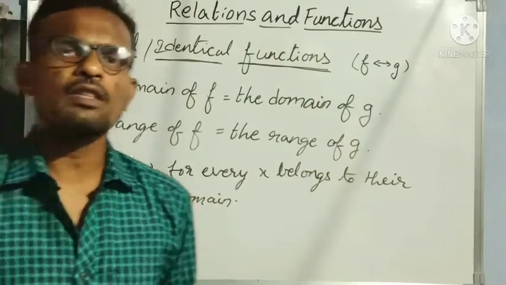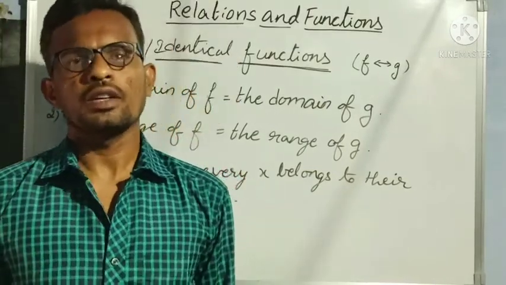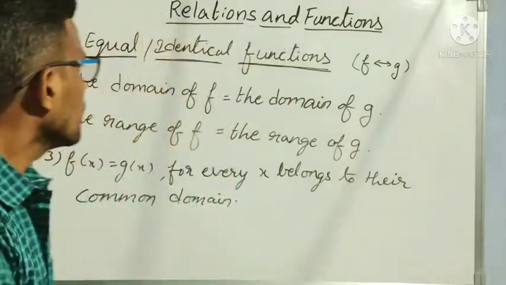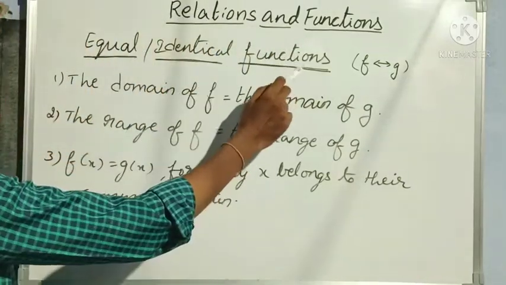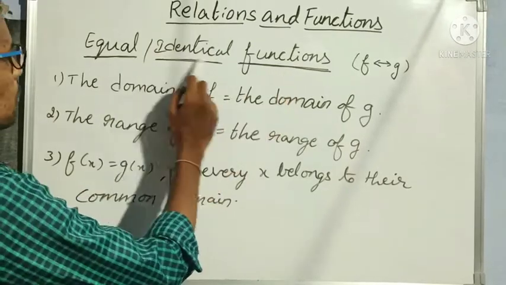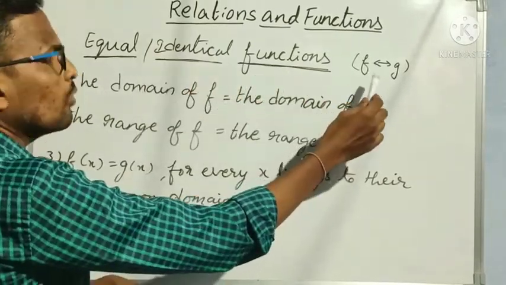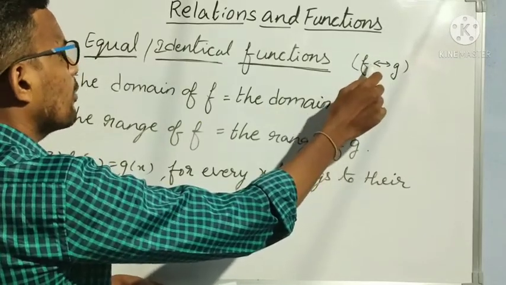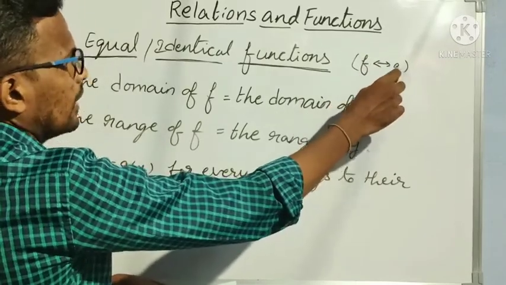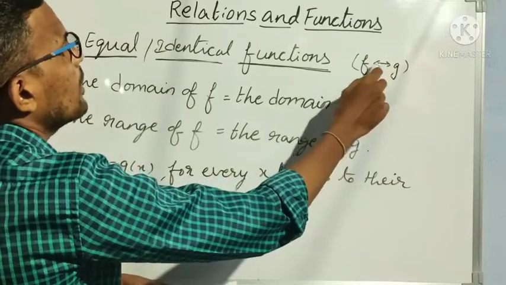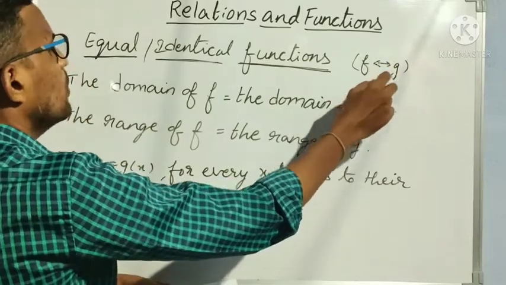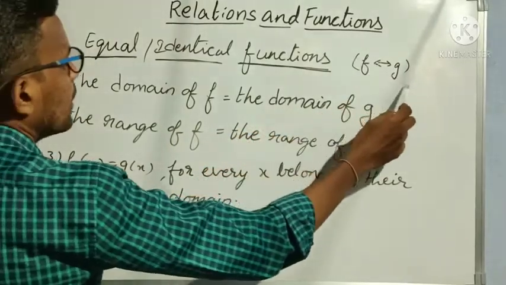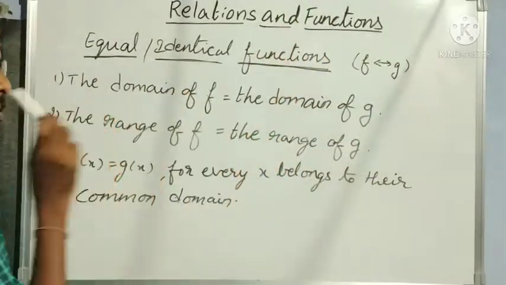When can we say that two functions are equal or identical? Suppose I am taking my two functions as f of x and g of x. Here I am writing f of x as f and g of x as g. This is the symbol of identical, meaning equal. So f is identical to g. When can we say that f of x is equal to g of x? There are three conditions to be satisfied here.